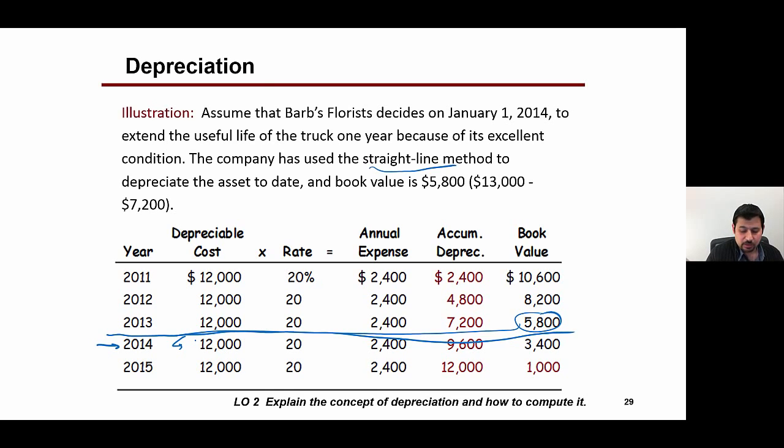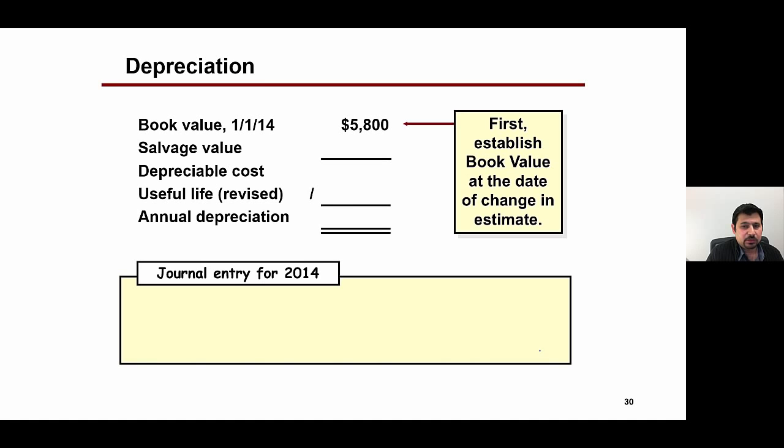So what the company does here, it will subtract the salvage value from the new book value of 5,800, which will give us a depreciable cost. This amount, the 4,100, is the new depreciable cost. And it is this new depreciable cost that will be split over the remaining useful life. This does not take into consideration the previous years that passed.